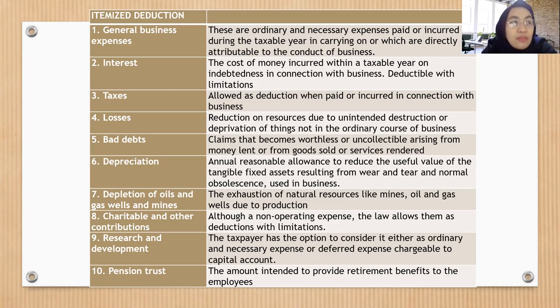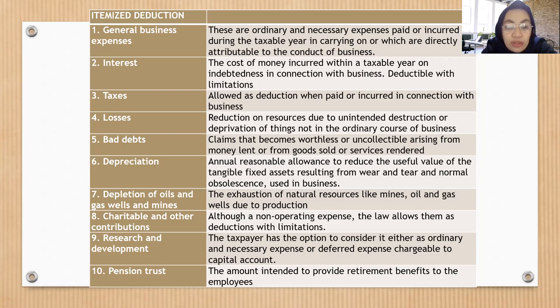Okay. However, if you also make charitable contributions to non-government entities or NGOs that are civic in nature, you are allowed a deduction for your contribution, but with limitations. I think for corporations, you are allowed up to 5% of your net income before contribution. And for individuals, you're allowed 10% of your net income before contribution.